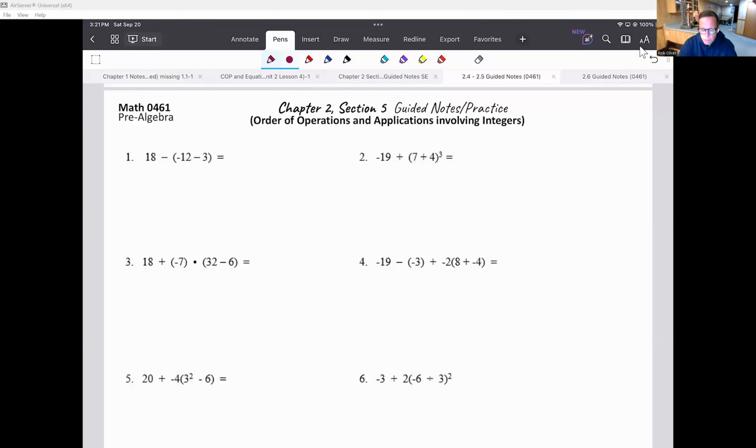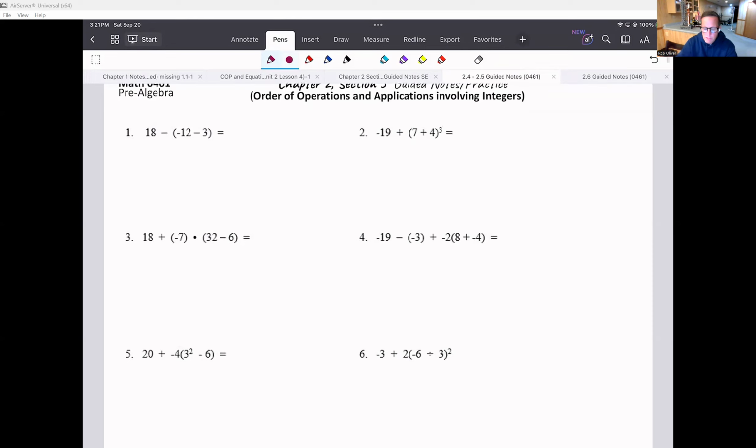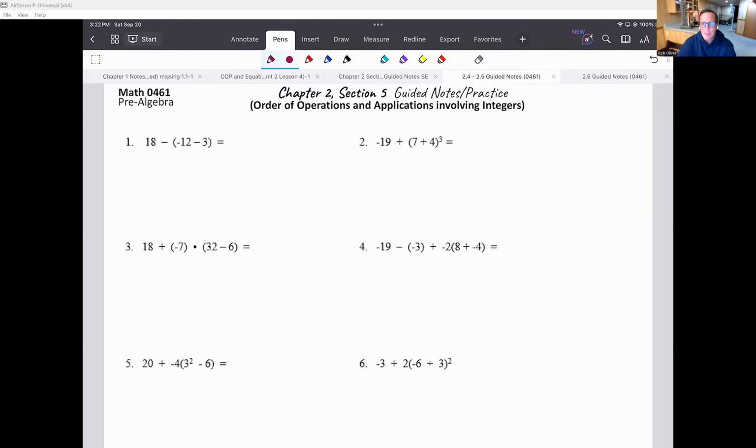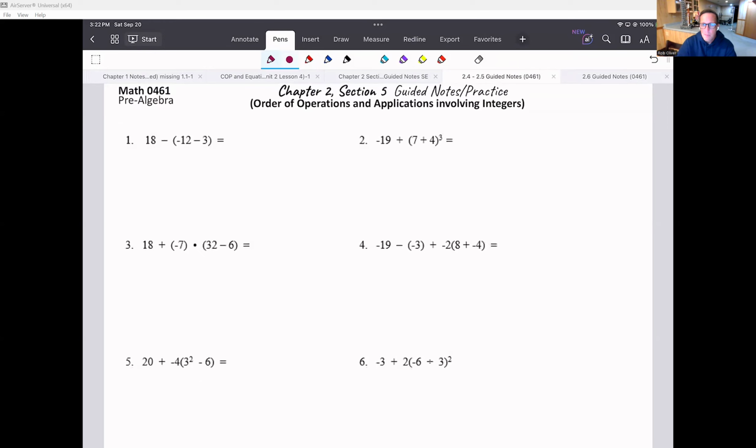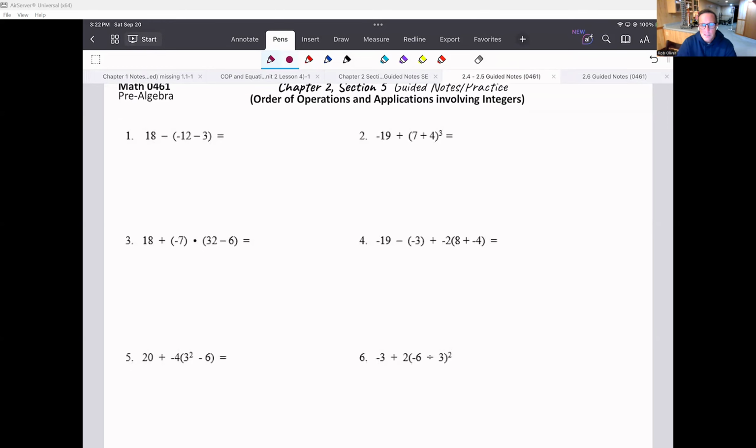Let's go ahead and start chapter 2, section 5. Now, this is just kind of a lot of examples here with order of operations and the applications that involve signed numbers, integers especially.